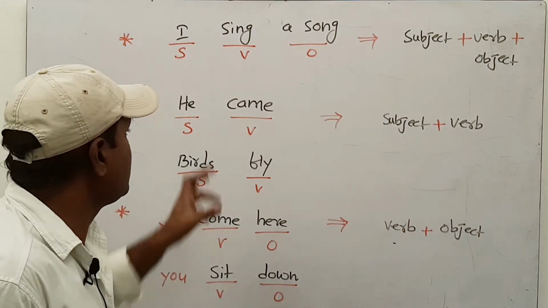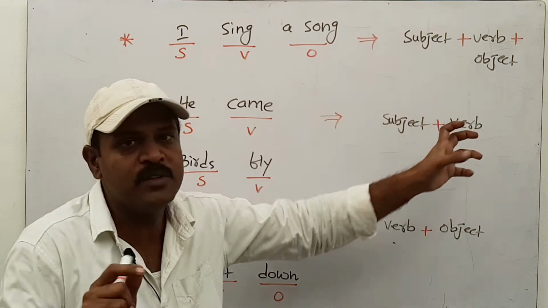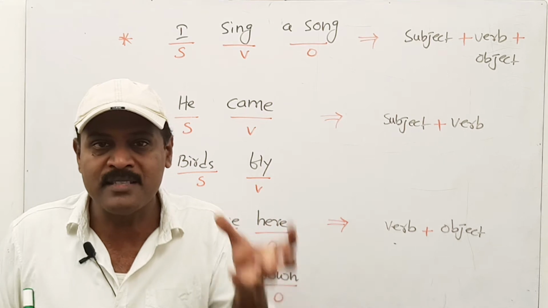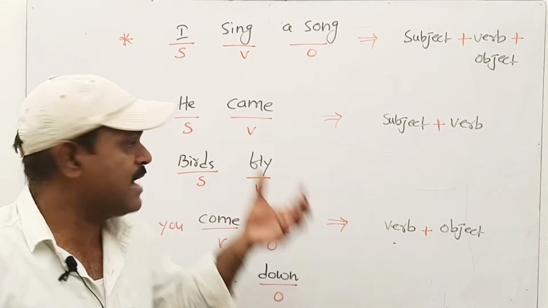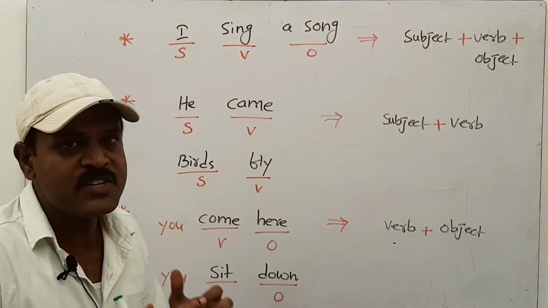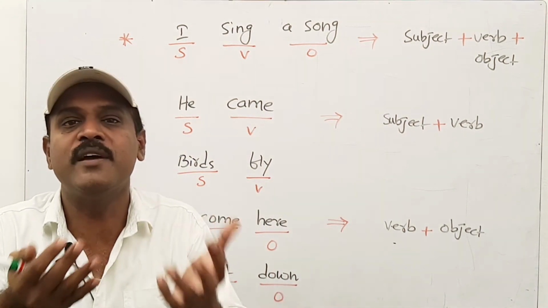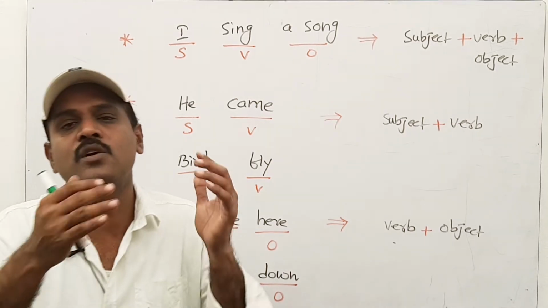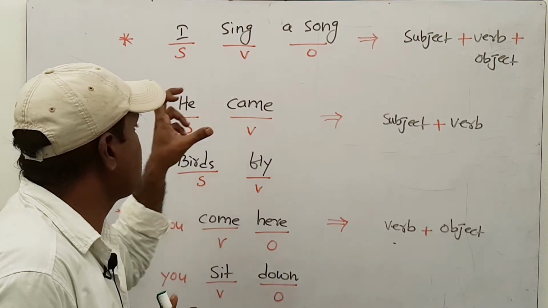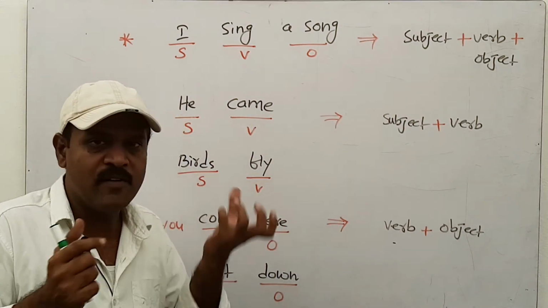The second one, he came. Here you can say only subject and verb. There is no object, but it is a complete sentence. Why? Because it gives complete meaning. It has a group of words. That's why it is also a sentence. He came, she finished, she went, we have gone. So like this, we can frame so many sentences having only subject and verb. Birds fly. Birds is the subject, fly is the verb.